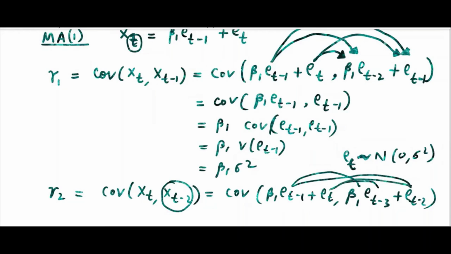So the more away you go from here, t to t minus 2, t minus 3, t minus 4, the more distance there will be among the errors. So you will not get anything. So this is 0 here. In fact, not only gamma 2, gamma 3, gamma 4, gamma 5, gamma 6, gamma 7, all will be 0 here in case of the MA1 process. You will have only gamma 1. You will have gamma 0 as well.